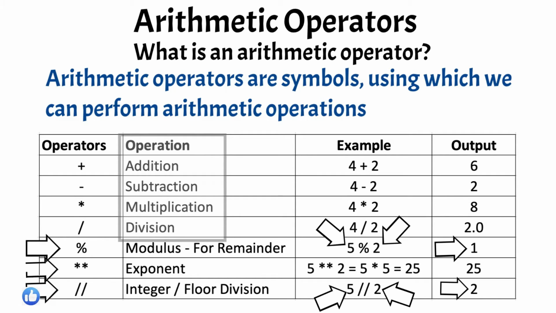Finally we have the exponent operator, which is represented with two star symbols. This operator is used to perform exponential calculation on the operands. For example, if we write 5 ** 2, then 2 will become the exponent of 5, hence the result will be 5 multiplied by 5, which is 25. Now let us quickly execute these operators in PyCharm, and see the results.